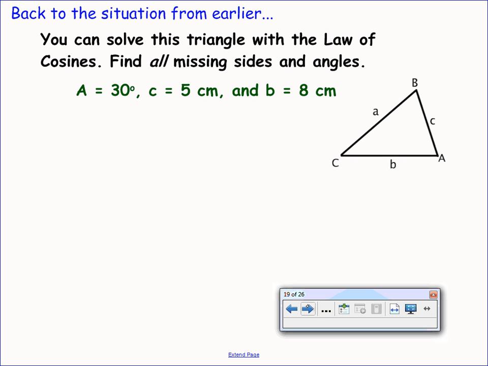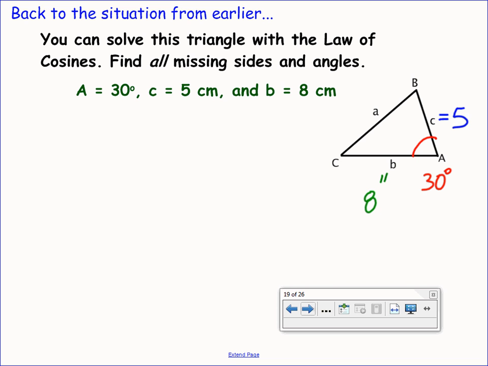Let's go ahead and take a look then at how this will help us solve. All right, so let's go ahead and fill in our picture. A is 30 degrees. This is the same picture you already had, right? C is 5 centimeters. And b equals 8 centimeters.